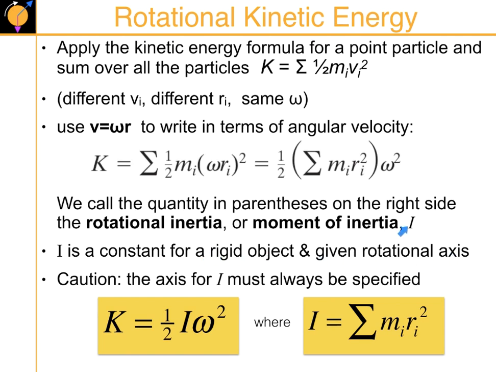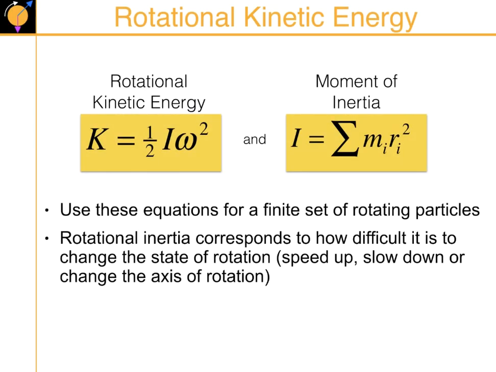So we're going to call this I, and we can rewrite our kinetic energy as 1/2 I omega squared, and you can see this kind of looks like 1/2 mv squared. I is kind of like the rotational mass, and omega is kind of like the rotational v. And so for a bunch of point masses, I is the sum of the masses times their distance r to the axis of rotation squared. So these equations for a finite set of rotating particles correspond to how difficult it is to change the state of rotation. The larger the moment of inertia, the harder it is going to be to change its motion.